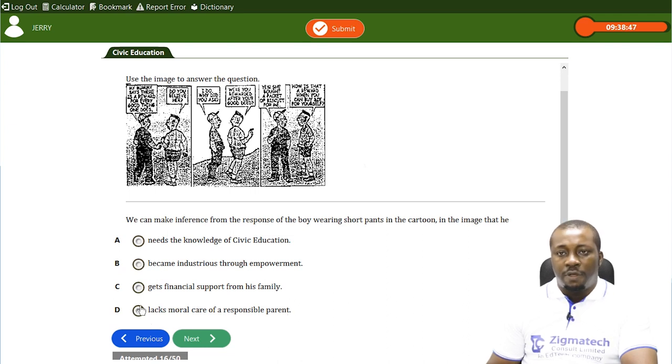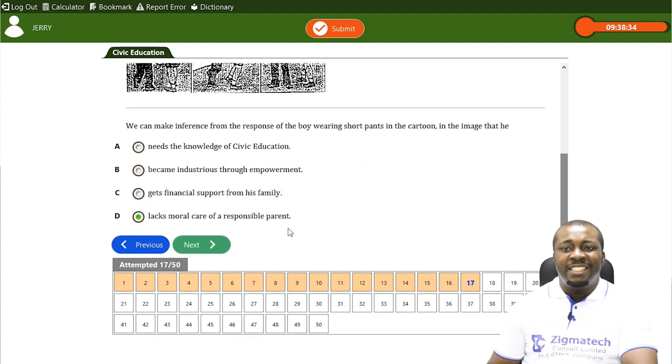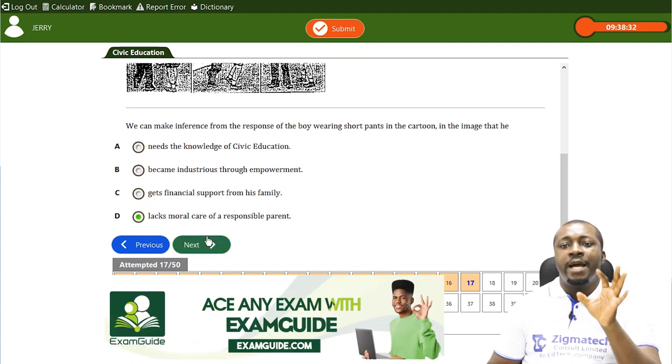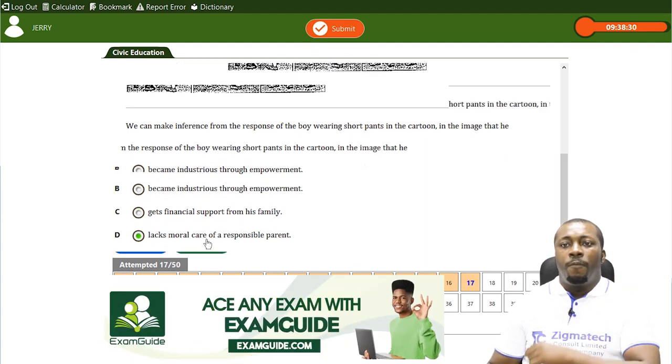Now, in the context of civic education, this person lacks moral care of a responsible parent, because the other one is quoting what the parent said. This one is even in doubt about it. So meaning this person lacks the moral care, parents that inspire moral values.